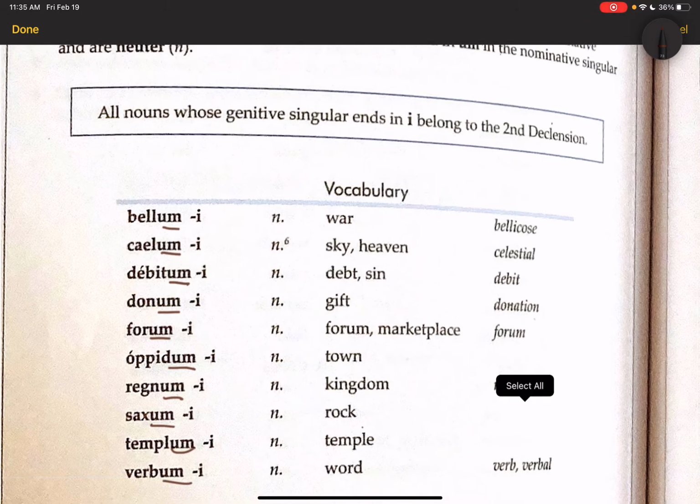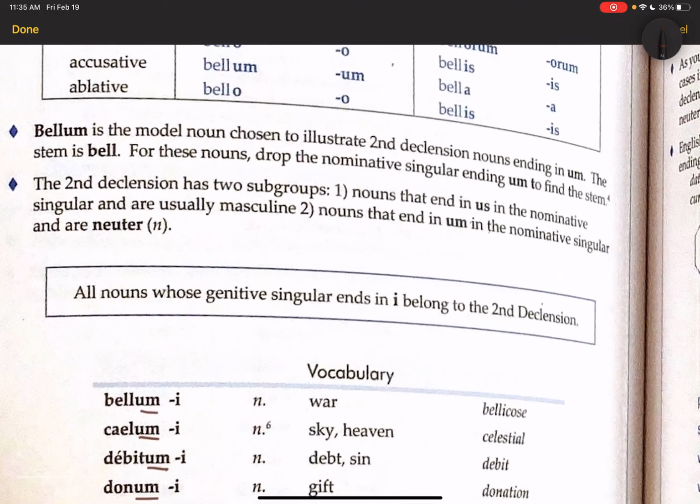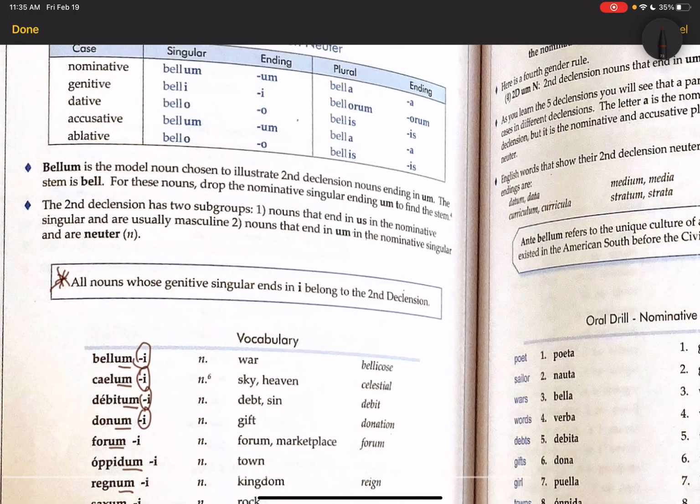And all nouns whose genitive singular ends in i belong to the second declension. We actually learned this rule last week. So we can tell that it belongs to the second declension because its genitive singular ending is i. But there are two different groups, and those are the masculine and the neuter.